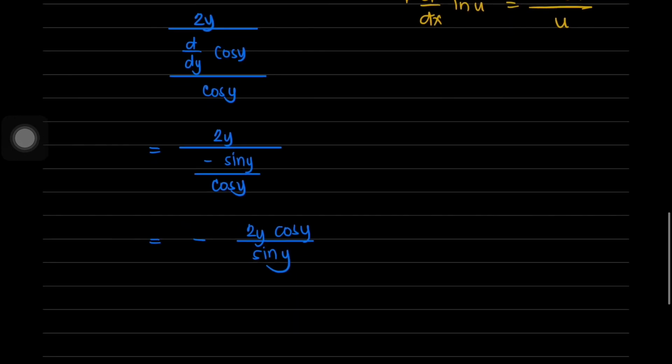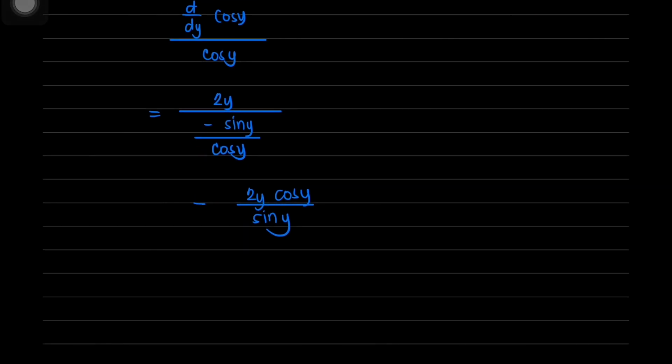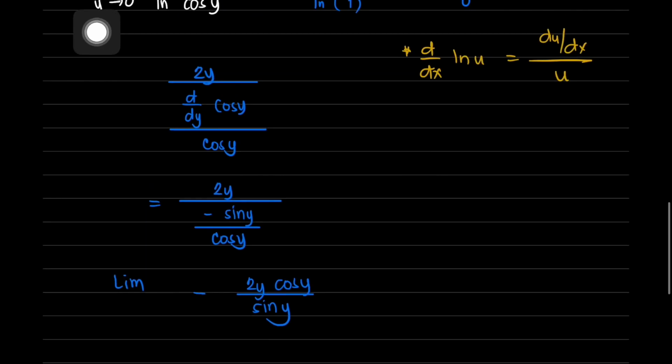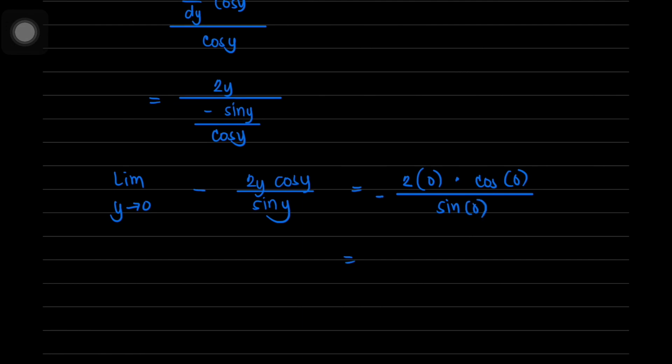So this is now the simplification of the derivative of the numerator and the derivative of the denominator independently. Solving for the limit of this function as y approaches 0, this is now equal to 2 multiplied by 0 multiplied by cosine of 0 all over sine of 0. And the result to this one is still equal to 0 over 0, which is still an indeterminate form.